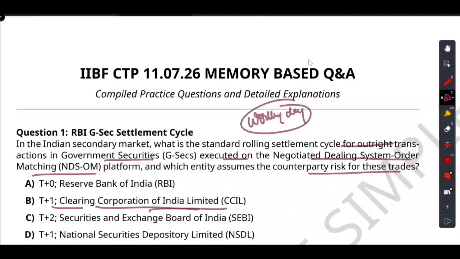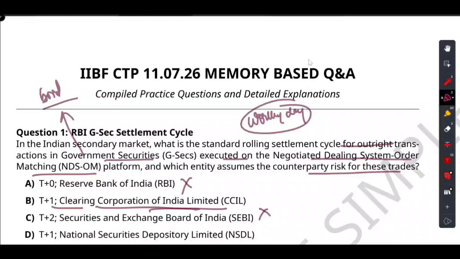Now what about option A? It is out because it said T plus 0, same day delivery. This is not the standard for this trade. C is also wrong. It said T plus 2, which is very slow. And SEBI is the stock market police, not the bond market middleman. We are talking about government securities, just like a bond market.